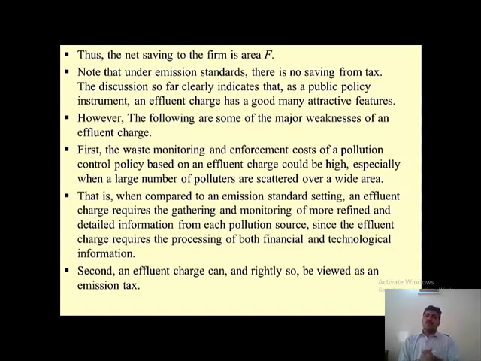The effluent charge also has some disadvantages. First, waste monitoring and enforcement costs of a pollution control policy based on effluent charge could be high, especially when a large number of polluters are scattered over a wide area. If there are a large number of firms, it will be very difficult to monitor the waste discharged by each firm and to compel the firms to clean up the waste and collect the tax from them, especially if the firms are scattered over a wide area in different regions of the country. That is when compared to emission standard setting.